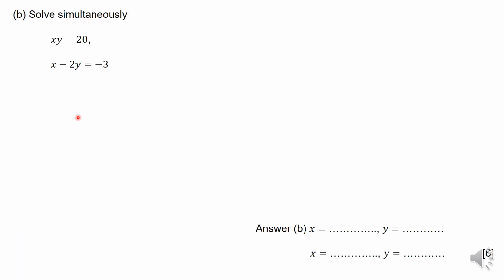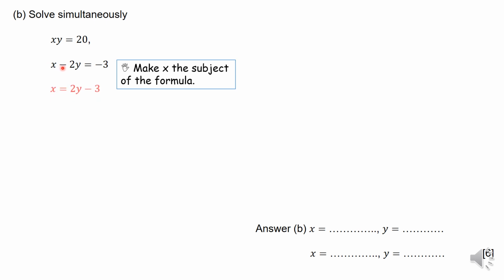Part B, you must solve these two equations simultaneously. It's a 6-mark question. So you have xy equals 20. Take the second equation and make x the subject, because you only solve this by the substitution method. It's best to make something the subject of the formula, and the wise choice here is x, because if you make y the subject, you're supposed to divide by that -2 and you end up with fractions. So this equation is x equals 2y minus 3. It's actually the same as the above equation.